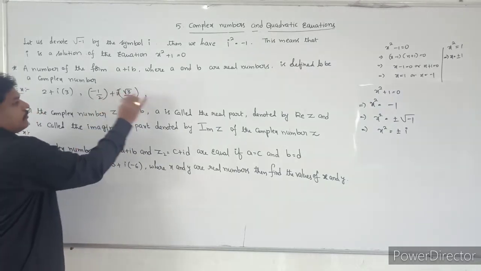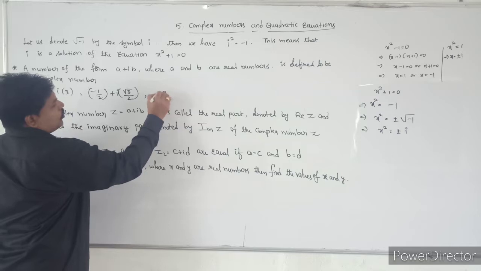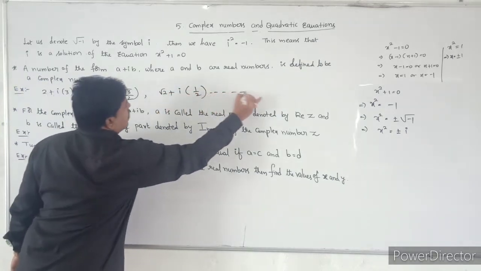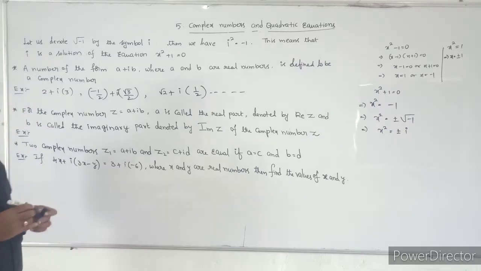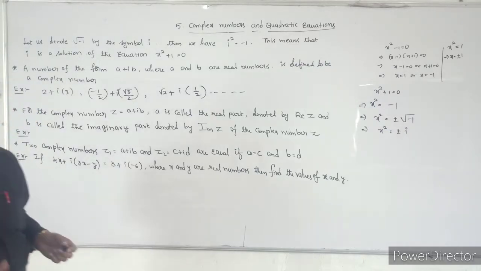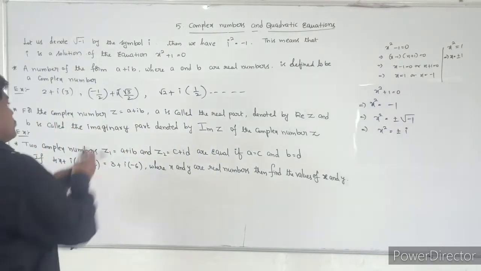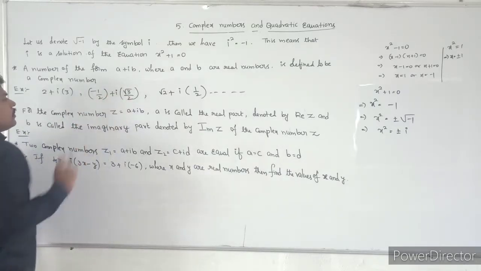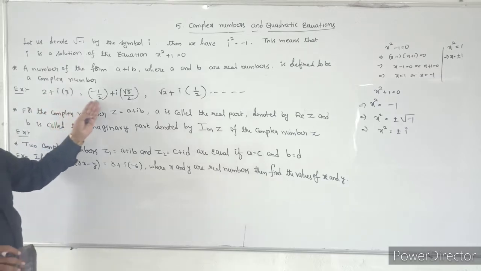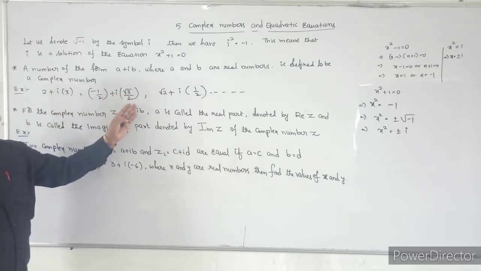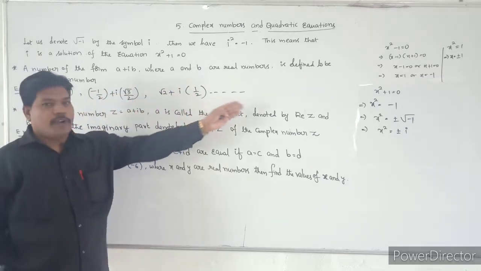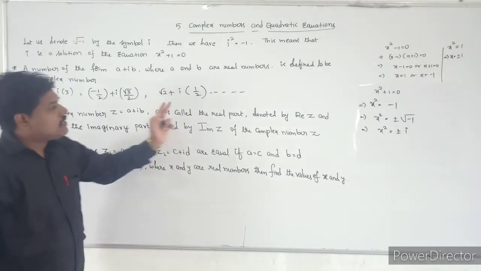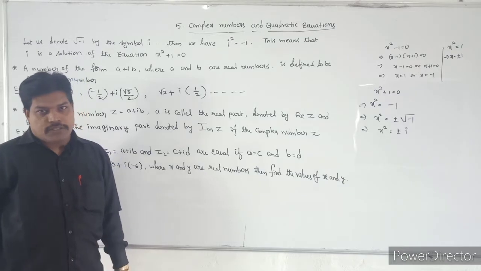All understood that? Next, root 2 plus i into 1 by 2 and so on. So all these are complex numbers. What is that one? That is nothing but 2 plus i into 3, minus 1 by 2 plus i into root 3 by 2, root 2 plus i into 1 by 2 and so on. All these are in the form of a plus ib. So these are called complex numbers.